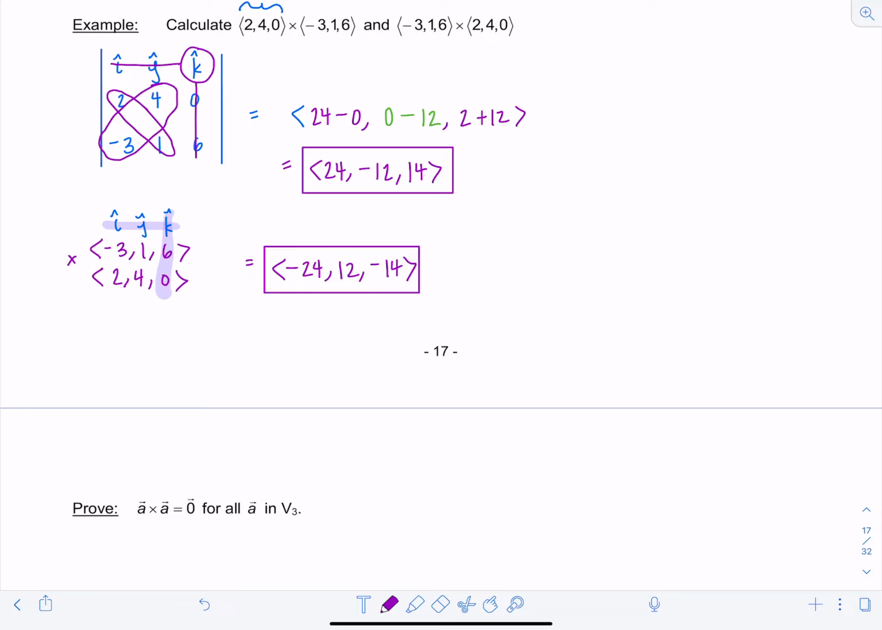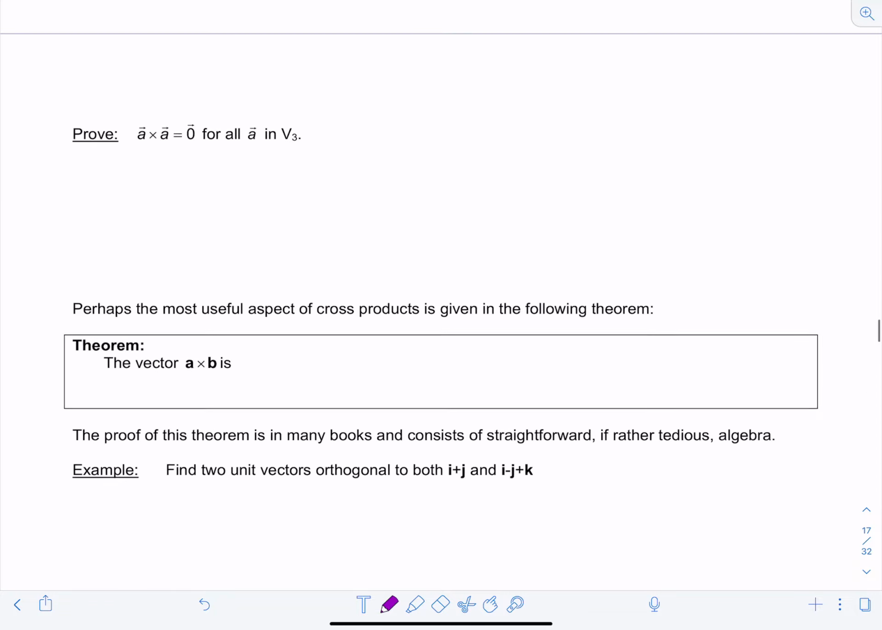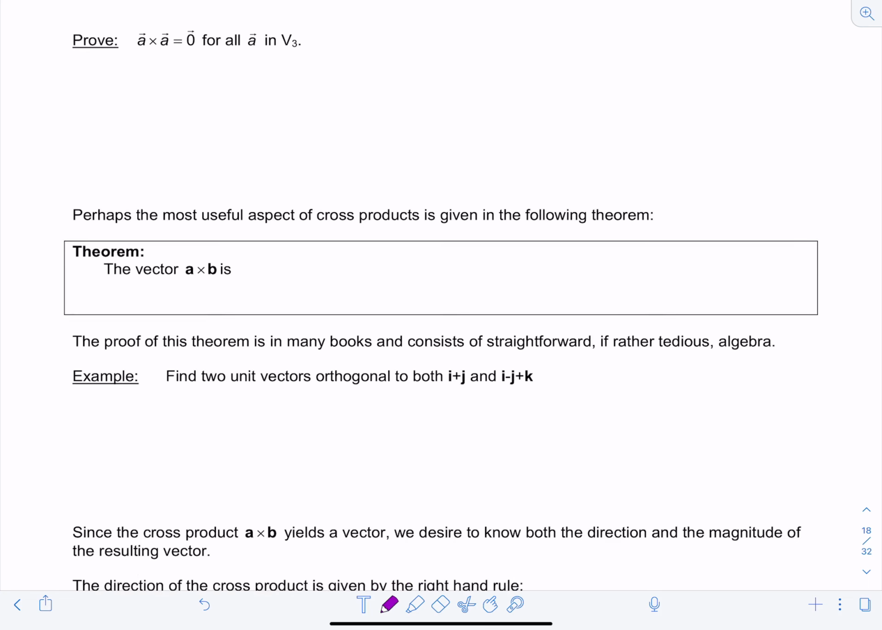Anyways, moving on, let's prove that a vector A crossed with itself yields the 0 vector for all vectors A in 3-dimensional vector space. Okay, so you always want to start off your proof with defining what quantity you're working with. So let A be the vector. It's in three-dimensional vector space, so it has components A1, A2, A3.